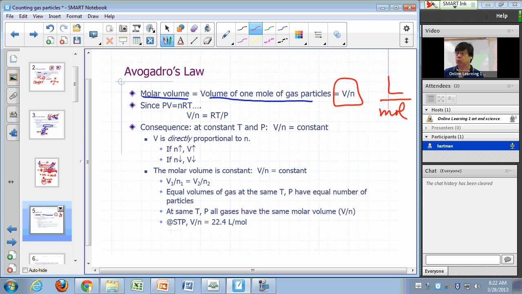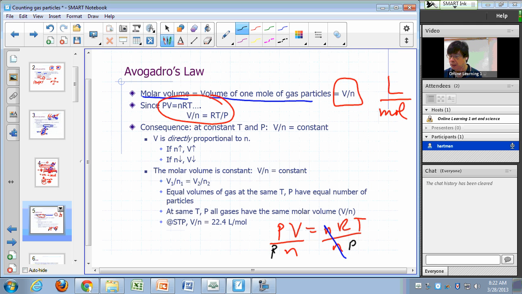Now, what would be the molar volume if the gas is behaving ideally? You start with PV equals nRT. We want to solve for V over n. So I divide both sides by n, which gets rid of the n, and I divide both sides by P. So V over n is RT over P. The molar volume of an ideal gas is RT over P.